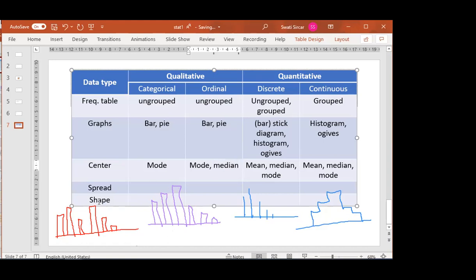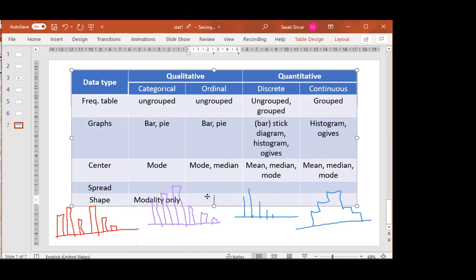Now, as far as shape is concerned, in this case, because the bars can be interchanged, is there any way to discuss shape for categorical data? It can take any shape, so it is not applicable. You can, at the most, talk about modality, but you cannot talk about anything else. How many modes?